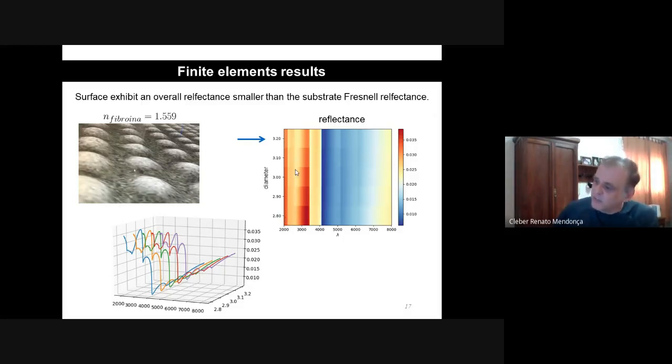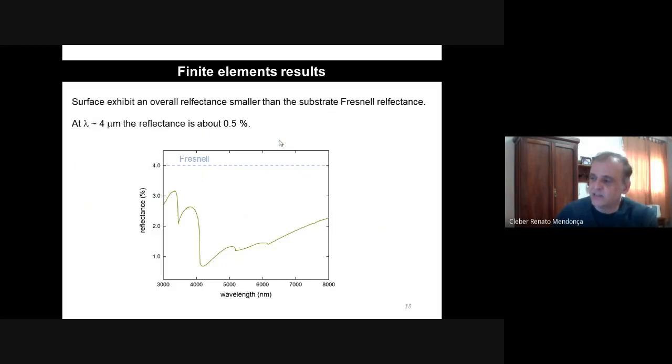So of course, as you can see, depending on the diameter, it changes a little bit, but not much. So the behavior is about the same for all the diameters from 2.8 to 3.2 micrometers. The surface we fabricated actually has a reflectance which is smaller than the Fresnel reflection. So here would be the Fresnel reflection for the glass, and then here is the reflection that we actually calculated for the structure we're looking at.